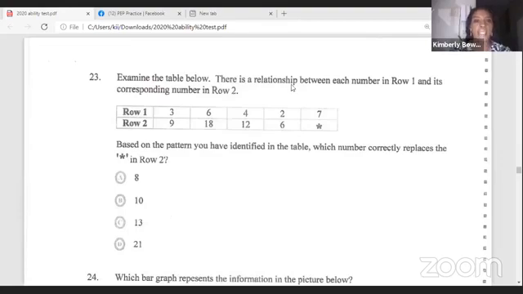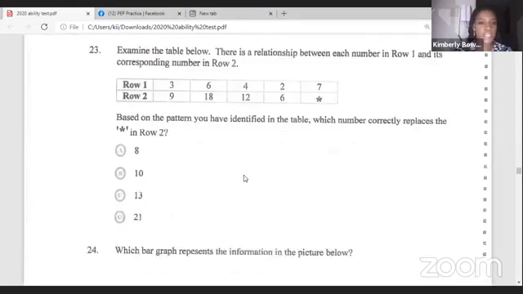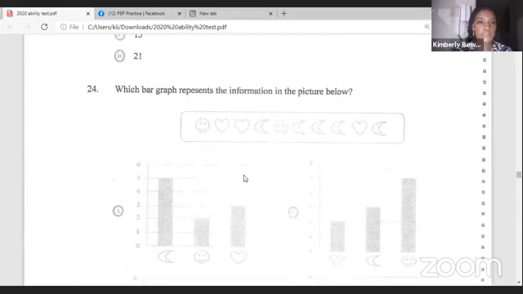So we're multiplying the numbers in row 1 by 3. 3 times 3, 9, 6 times 3, 18, 4 times 3, 12, 2 times 3, 6, and 7 times 3, 21. Moving on swiftly to number 24. Which bar represents the information in the picture below?